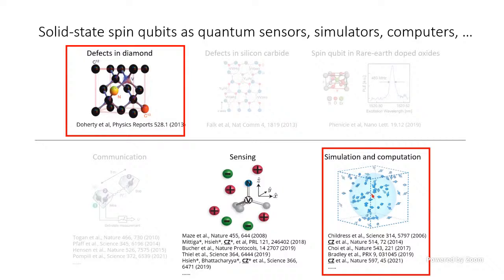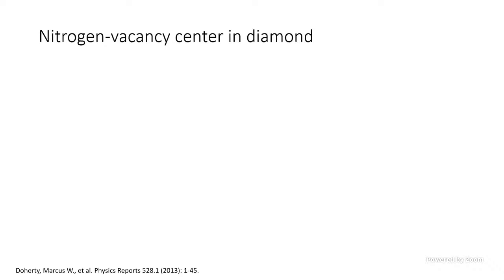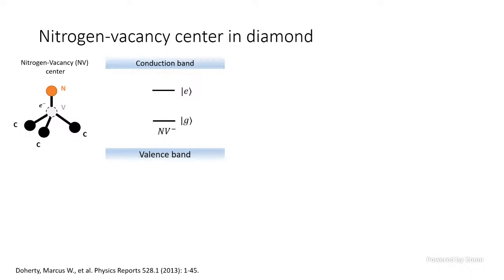Okay, so let me first give a very brief introduction to NV centers, as not too many people are familiar with this. In the diamond tetrahedral structure, if you have a nitrogen and a vacancy defect replacing two adjacent carbon atoms, then this forms what we call the nitrogen vacancy center. This NV center lives in the large band gap of the diamond.